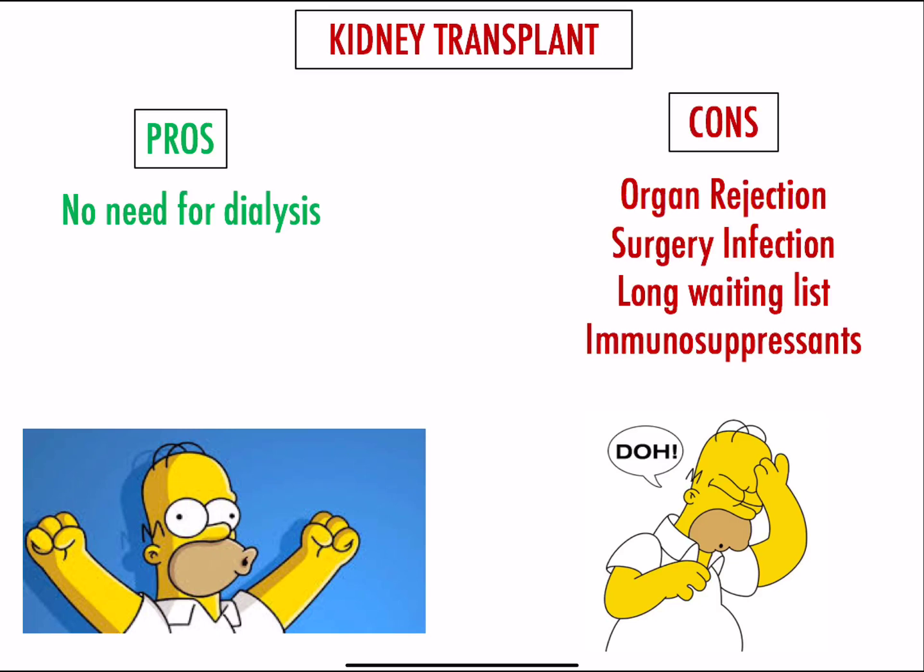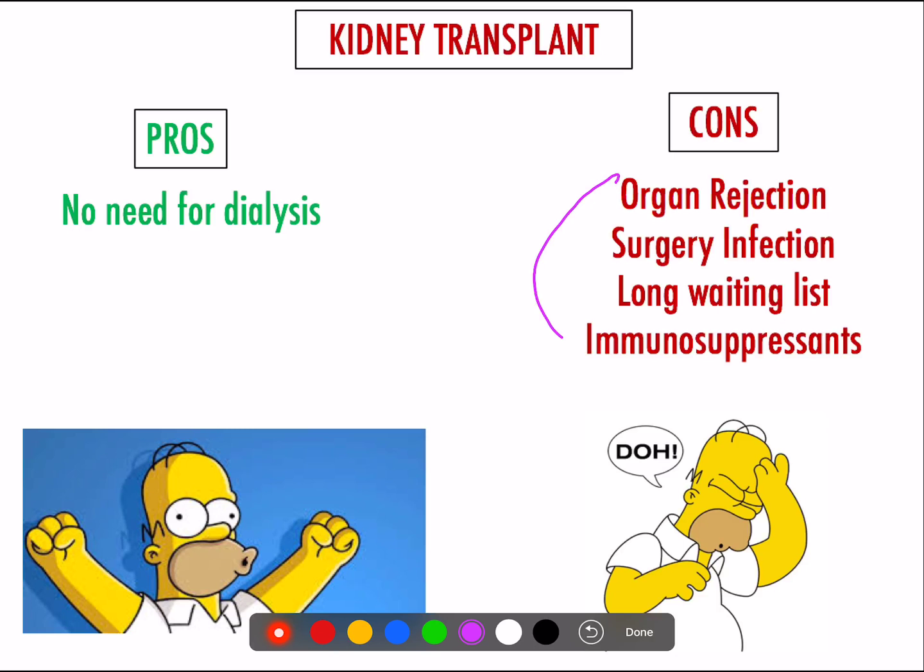Now, if someone does not want to do dialysis, they can have a kidney transplant. So the advantage obviously is now you don't have to do dialysis. However, the disadvantage is you get organ rejection. There could be infections during the surgery. There's a long waiting list, and also if you want to stop organ rejection, then you can take drugs called immunosuppressants, which slow down your white blood cells. So that's good because there's less organ rejection. However, the problem is that now your body's immune system will become weak.